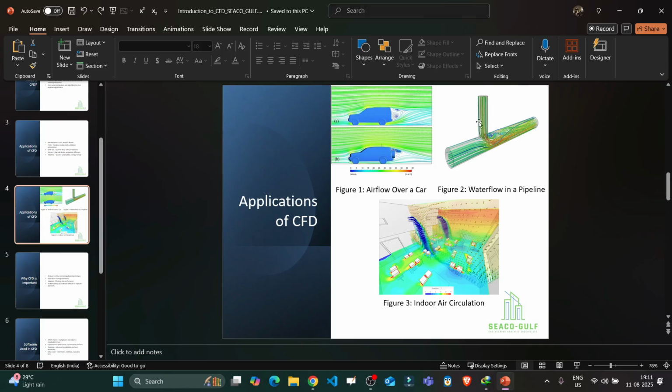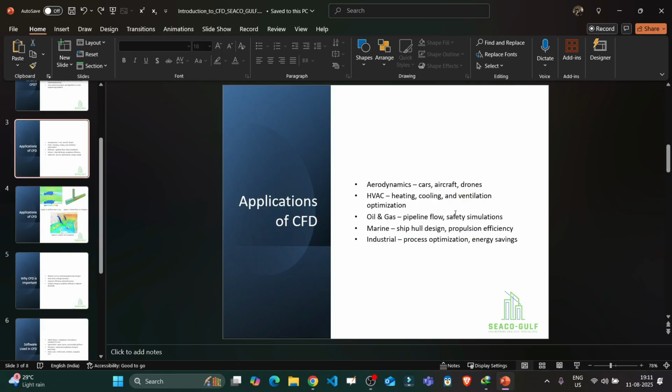The same applies to flow, as we talked about in oil and gas. When oil and gas is supplied through the pipeline, it is supplied at a very high pressure.